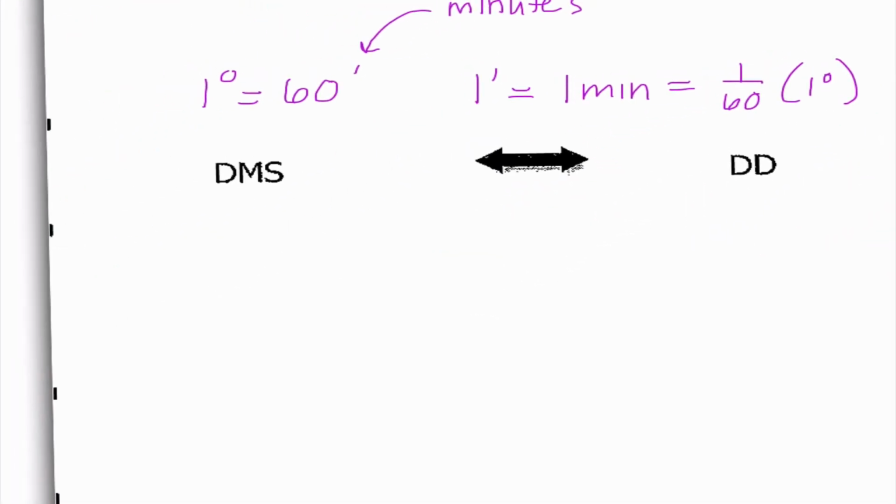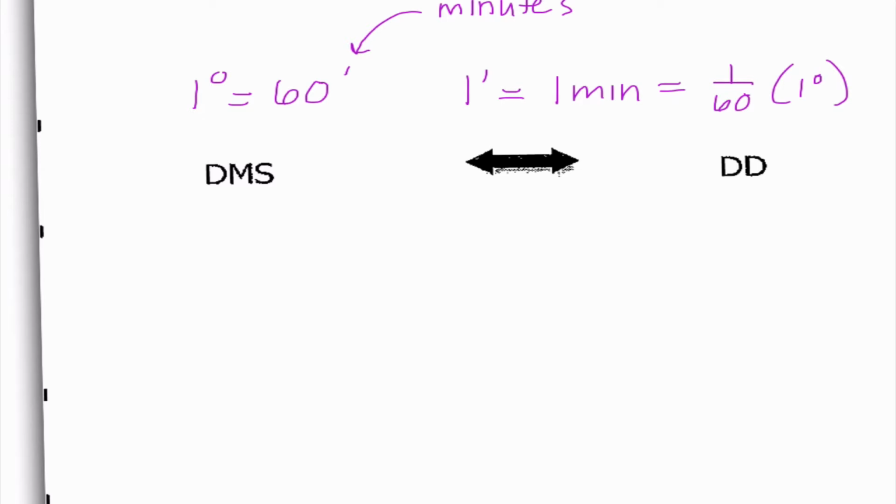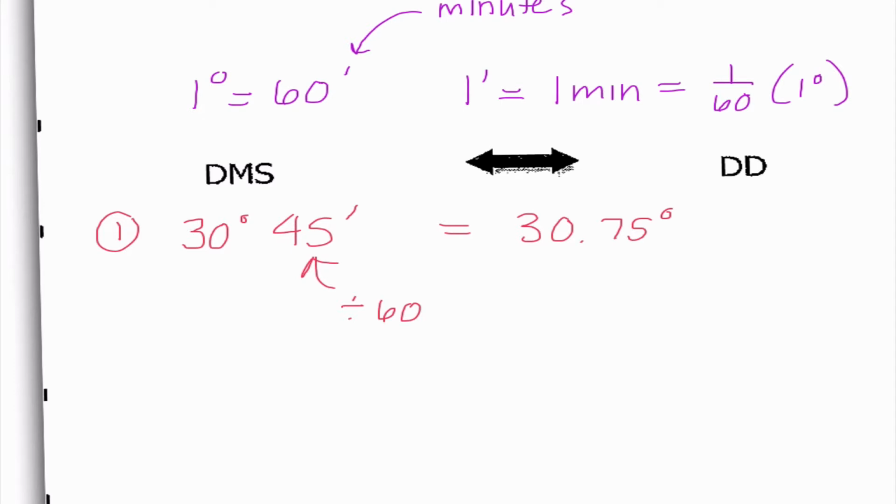So we're going to do some problems where we need to actually convert from one way to the other. If I'm converting from degrees, minutes, seconds into degrees, which is most often what we do, there's a few different ways we could do it. If I had 30 degrees and 45 minutes, I could take this 45 and divide it by 60, and I would get 30.75 degrees.